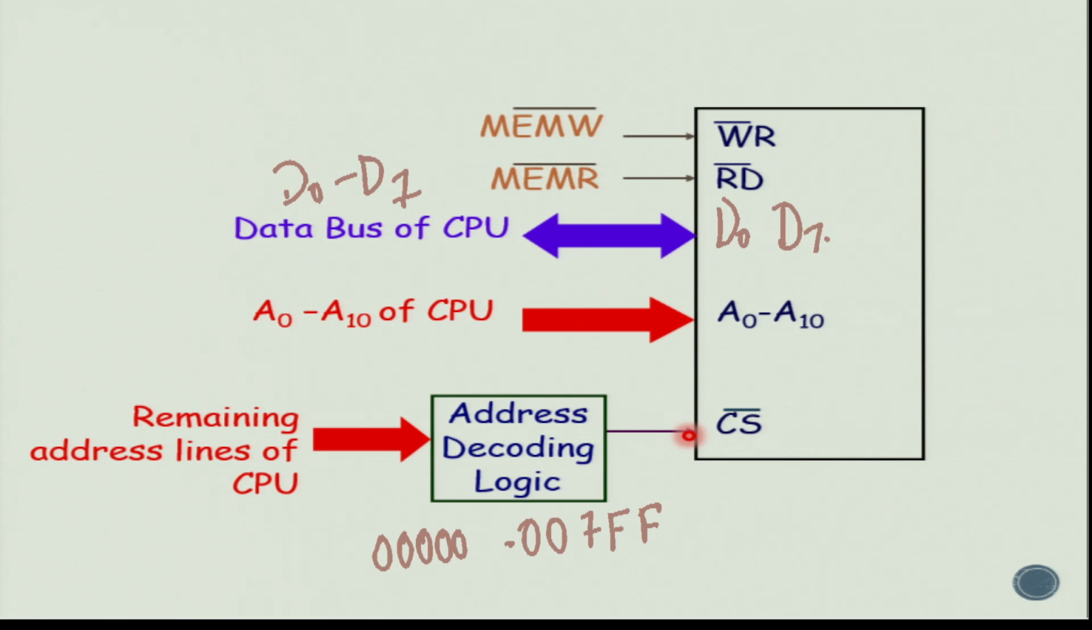Now the purpose of the chip select signal, as I said earlier, is that only when the chip select signal is active will this particular memory chip be active, or you can make use of the memory chip only when the chip select signal is active. It's a low active signal, so for enabling the memory chip, this chip select signal must be made low. So what we are going to see now is how we are going to be designing the address decoding logic.